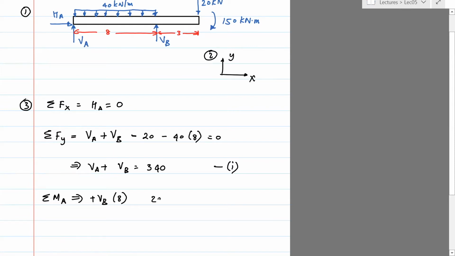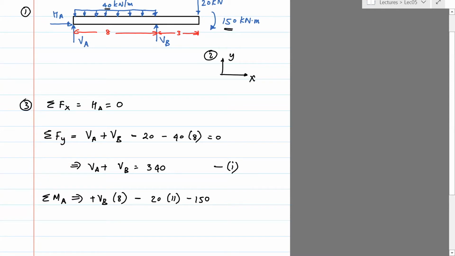Then we have the 20 kilonewton force. It's acting at a distance of 11 meters from A. And then if you see the way it's positioned, it's going to create a clockwise torque or moment about point A. So negative. The 150 kilonewton meter moment is in the clockwise direction as it's shown here. So it's simply 150. And the last one I need to write is the moment due to the 40.